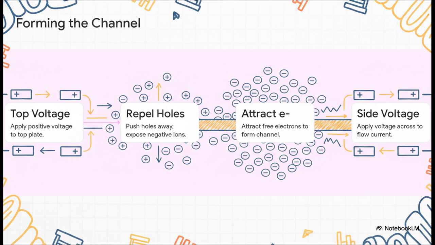As we crank that voltage up further, we hit this brilliant aha moment. We actually start attracting free mobile electrons right up to that surface. We've essentially formed a conductive channel of electrons. Now if we apply a second voltage across the sides of that channel, those electrons will start moving and a current flows.